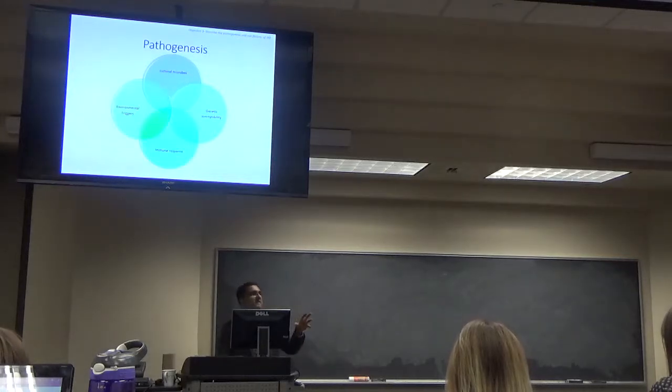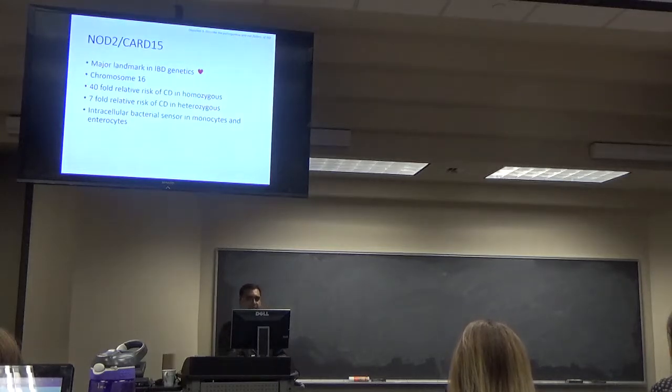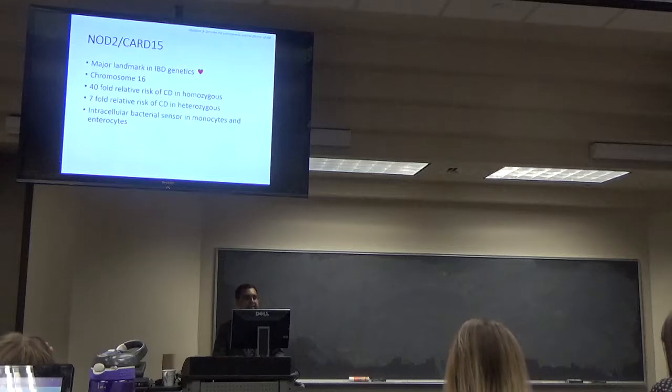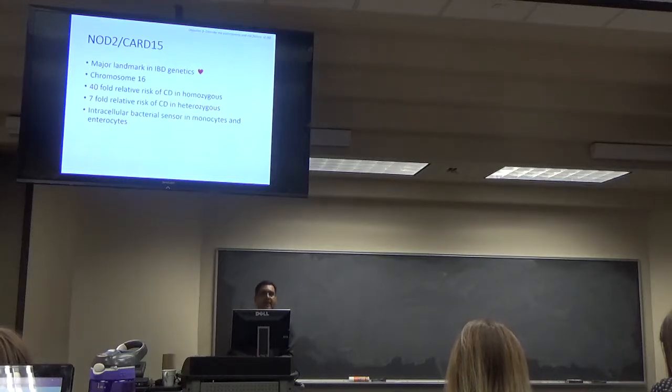And then we talked about different environmental triggers that can cause this effect. The first gene that was involved in IBD and thought to cause Crohn's disease was the NOD2-CARD15 gene. The discovery of this gene in 2001 was a major landmark in IBD genetics.